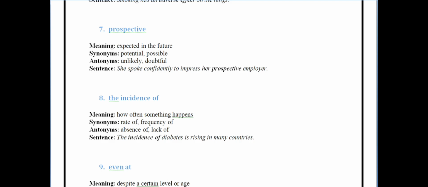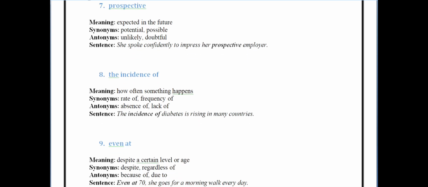meaning. Synonyms are rate of or frequency of. Antonyms: absence of or lack of. Lack is not having something, something which is not present. Sentence: the incidence of diabetes is rising in many countries. Instead of saying diabetes is increasing in many countries, the correct phrase to add is the incidence of diabetes is rising in many countries.